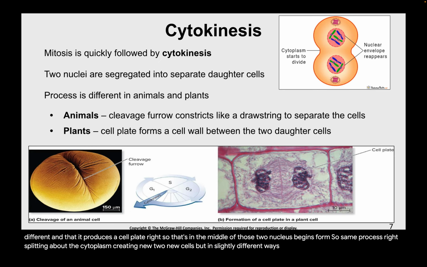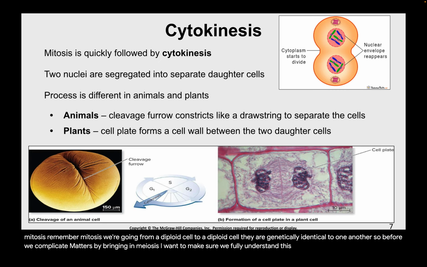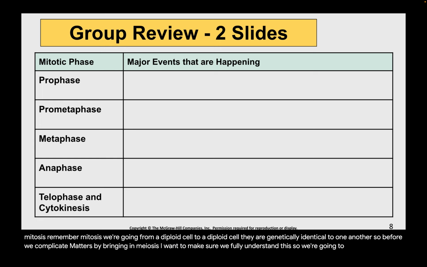All right, so we have now learned all the stages of mitosis. Remember mitosis, we're going from a diploid cell to a diploid cell. They are genetically identical to one another. So before we complicate matters by bringing in meiosis, I want to make sure we fully understand this. So we're going to do a review.